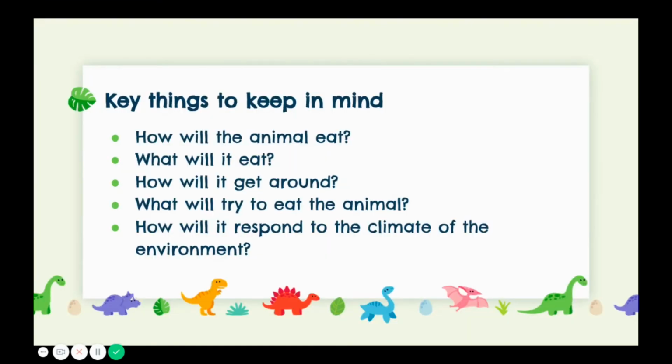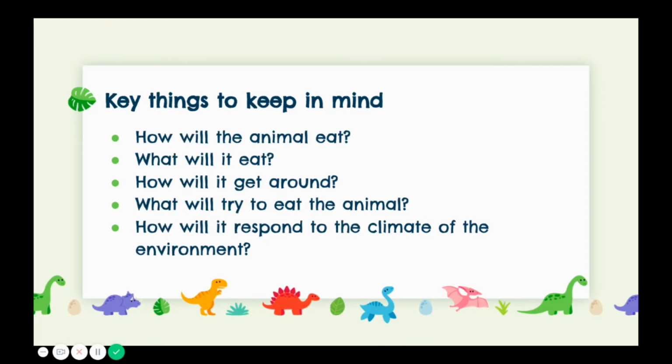Here are some key things to keep in mind during our project. We have to think about how will the animal eat? So what kind of adaptations will the animal use to be able to eat their food and be successful? What will the animal eat? That really matters when it comes to thinking about adaptations. How will it get around? So how will it move? How many legs does it have? Things like that.